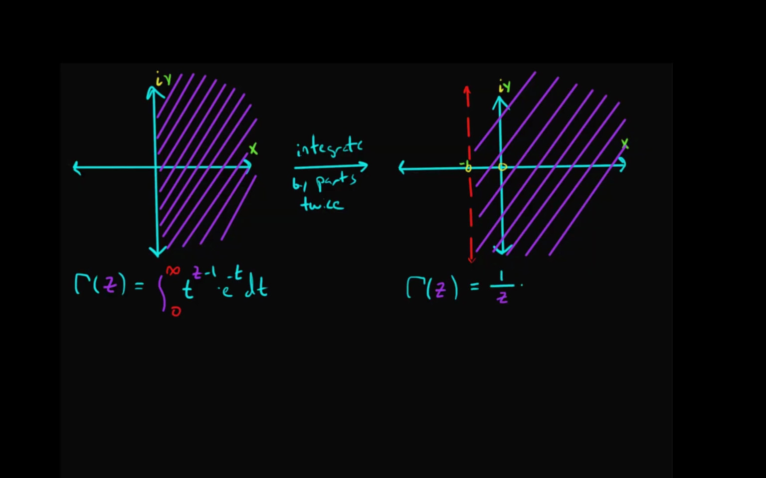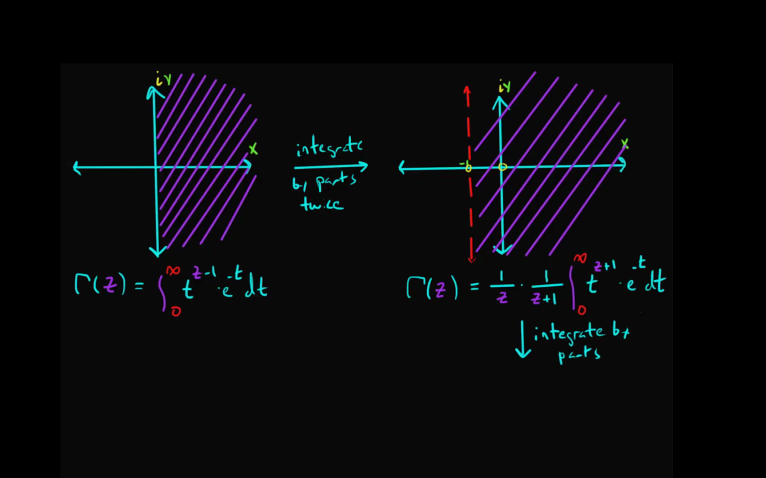So this new formula for gamma of z, which represents the analytic continuation of the gamma function, is gamma of z equals 1 over z times 1 over z plus 1 times the integral from infinity to 0 of t to the z plus 1 times e to the negative t dt. And we don't have to stop there. We can do another integration by parts on this expression.